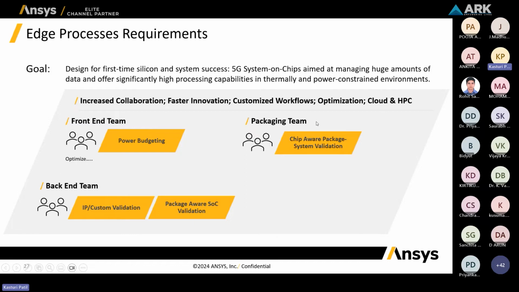In the front-end team, we have power budgeting. So managing power efficiently is essential to ensure the reliability and sustainability of 5G infrastructure, including the base station, user equipment, and other network components. In case of the packaging team, chip aware packaging system validation plays a very important role, where for seamless communication, optimal performance is required, and we need to validate the chip. So its function is the verification and performance testing.